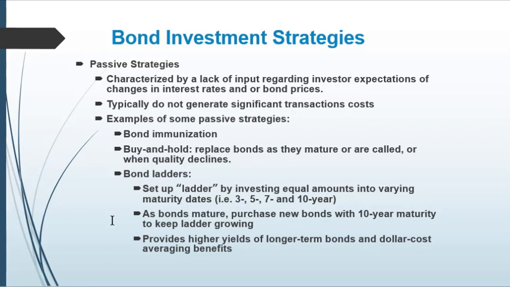But if quality declines, you also want to change them. Now, bond ladders are something kind of interesting. Essentially you create a portfolio that has bonds that mature 3, 5, 7, and 10 years into the future. As the bonds mature, so in 3 years when this bond matures, you would take that money and buy a 10-year bond. And you would keep that rotation going. So essentially this might provide some higher yields on the longer-term bonds, and it gives us some dollar cost averaging benefits as we try to manage the overall changes in prices over time.